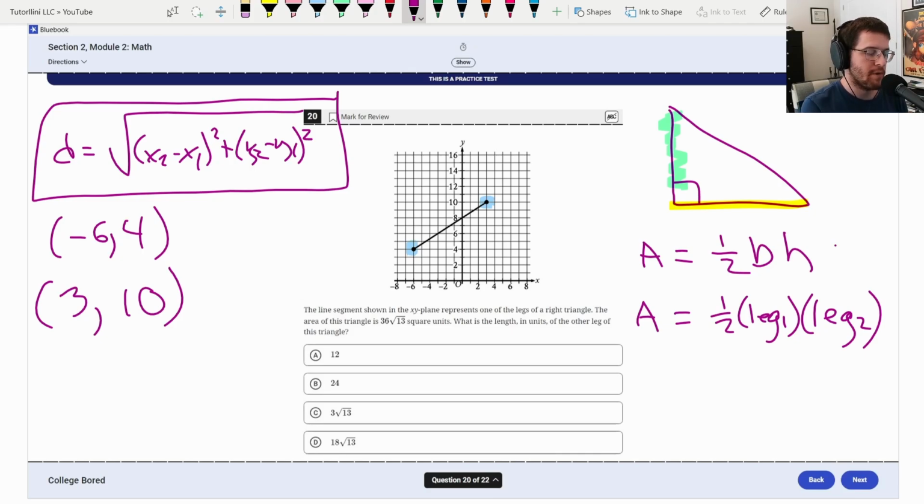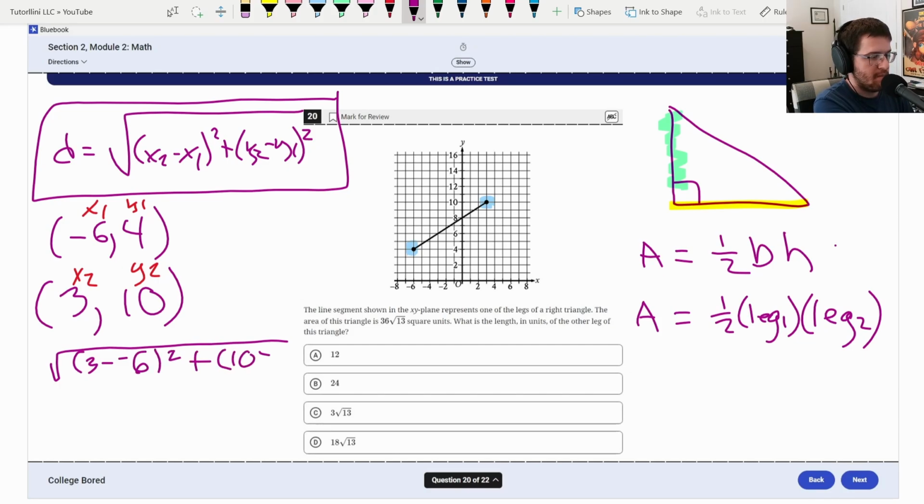Okay, so the distance formula is the square root of x2 minus x1 squared plus y2 minus y1 squared. And I wrote down the 2 points just by reading the picture. And you can do whatever you want, but I'm just going to label the first one x1, y1, and the second one x2, y2. I just like to do that. So we're going to do the square root of, no, x2 minus x1. So 3 minus negative 6 squared plus y2 minus y1, 10 minus 4 squared. And 3 minus negative 6, that's 9. 9 squared is 81.